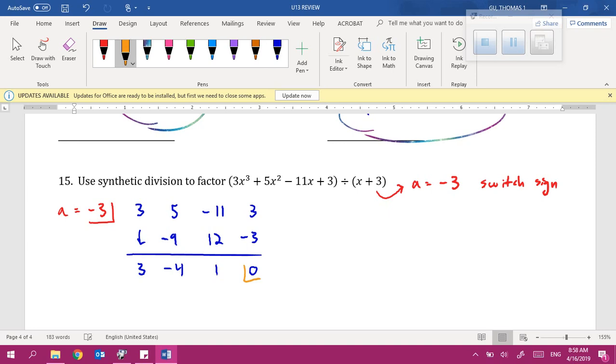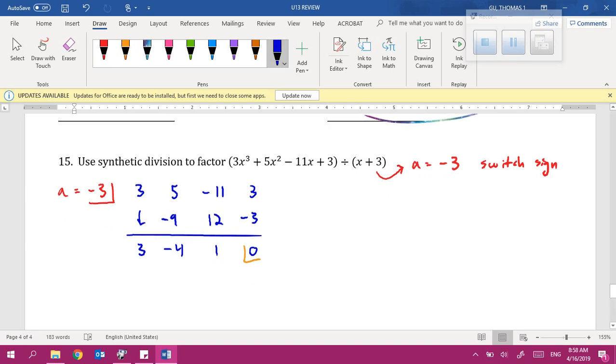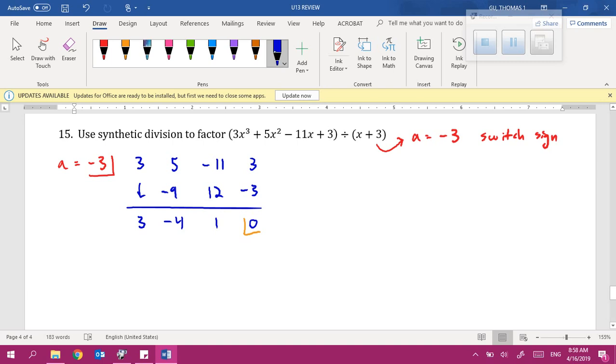Okay, so now these three coefficients right here make a new equation. And what is that new equation going to be? 3x squared minus 4x plus 1. And how did you know to start from x squared? Yeah, the highest degree here was a 3 to start with, right? Which means your new equation is going to start from 1 degree lower. So cubed, then x, and then just a number.